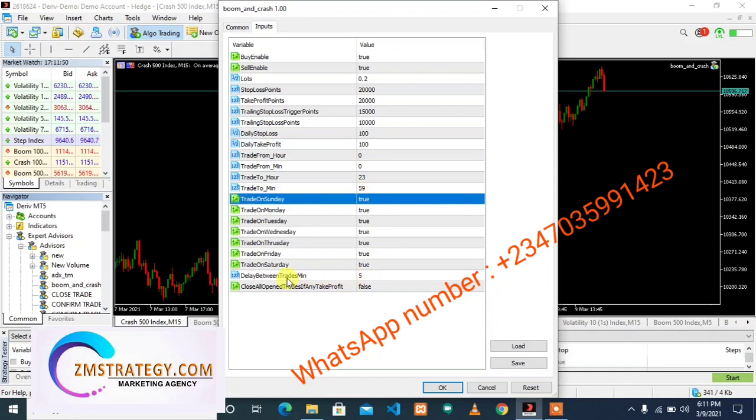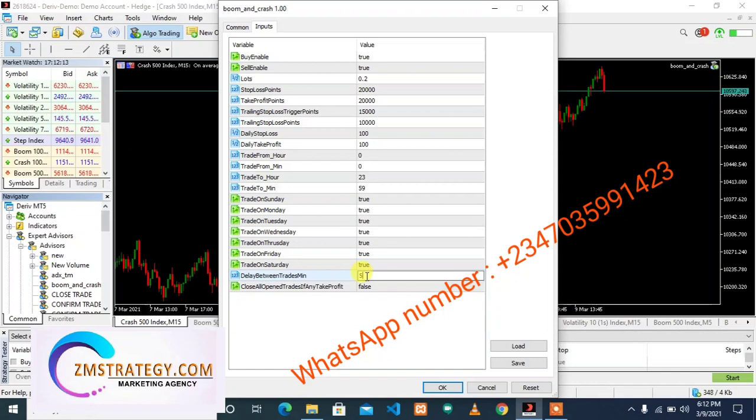Here we also have delay between trade minutes. You can see that we have 5 minutes. Now this works in minutes. For those of you that have a small account size, or for those of you that have a large account size, maybe you want the robot to delay before taking the next trade.